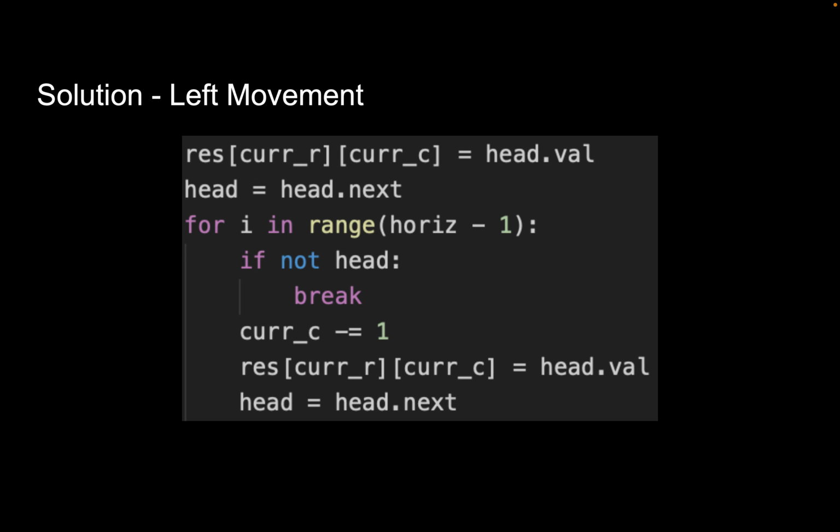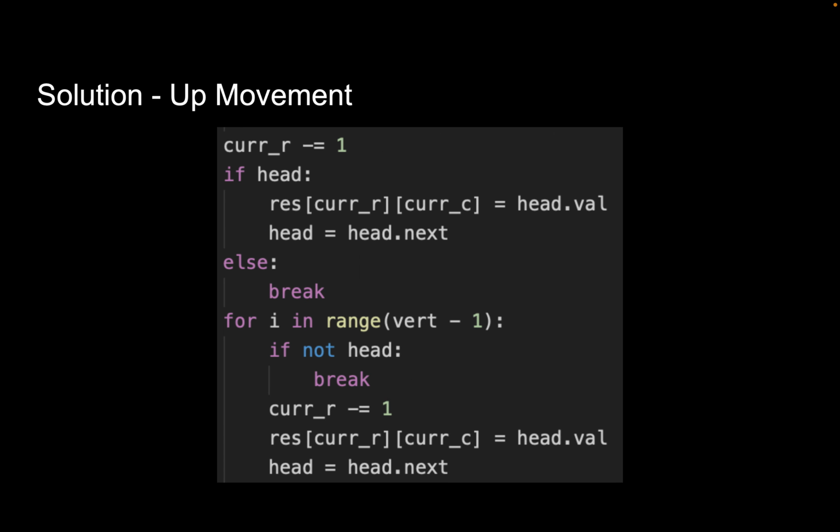So let's analyze the left movement first. We initialize the result current r current c to be head of value, and we move the head pointer to the right. And then, as explained earlier, we need to go to the left of the matrix horis minus 1 times, and we decrement the current column by 1 as we're moving from the right to the left, right? So the column number reduces by 1 each time we do that. And then you pretty much update the result matrix with the current value of the head. Then head progresses to head dot next.